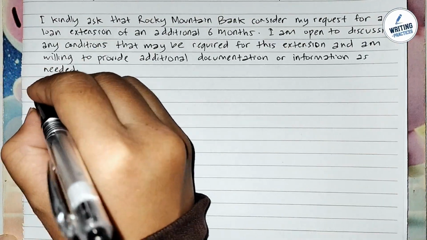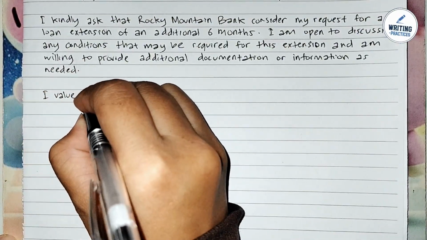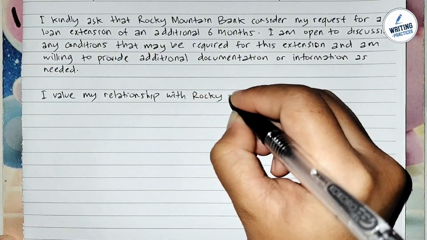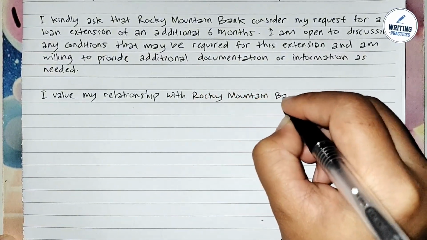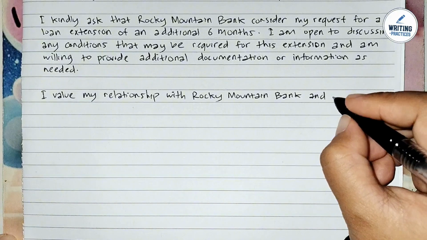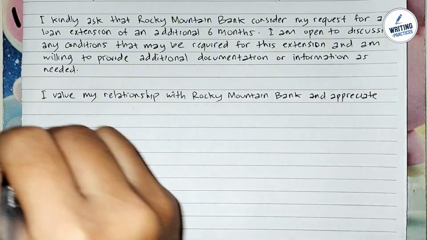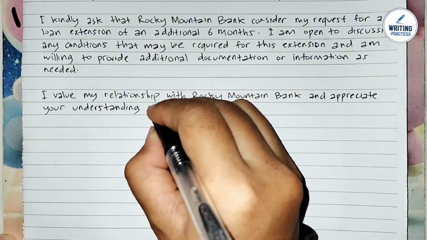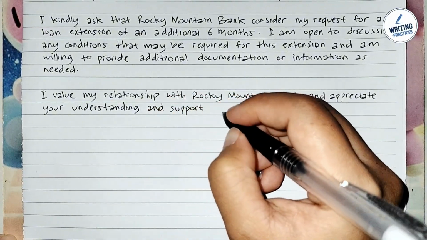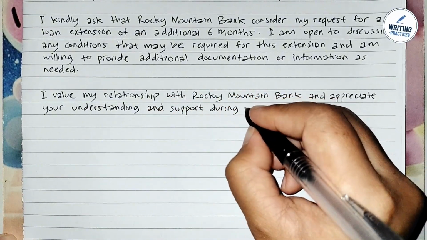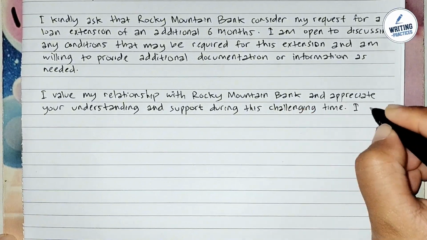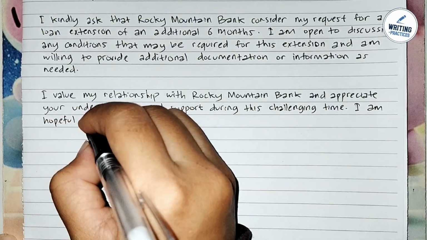In the sixth paragraph, write briefly about your relationship with the lender. You need to show an expression of value and appreciation. Show appreciation for the lender's support and understanding during the challenging financial situation. Here is the example. "I value my relationship with Rocky Mountain Bank and appreciate your understanding and support during this challenging time." And then, you can continue by writing your hope for a mutually agreeable solution.